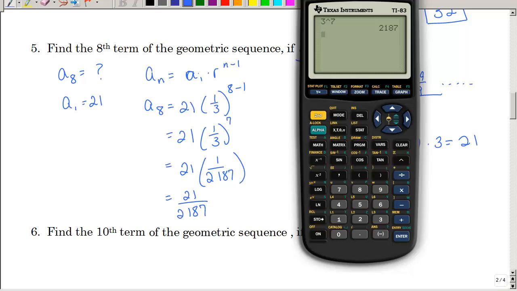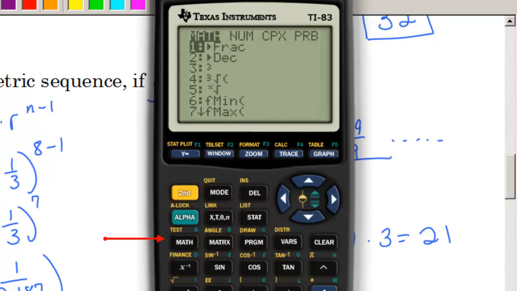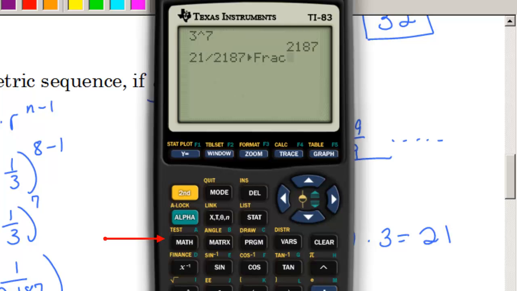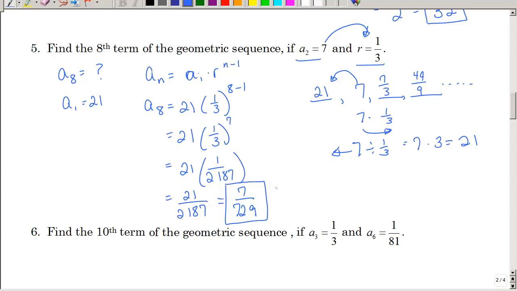So I'm going to punch that in a calculator. 21 divided by 2187. If I just said enter right now, it's going to give me a decimal, but I'd like a fraction. So I'm going to go to the math button. Option 1 is fraction, and then hit enter. And my calculator is going to reduce this for me. So that's the exact answer, where if you did a decimal, you'd probably have to round. So again, use that fraction button. Very helpful. And this would be the 8th term of that sequence.